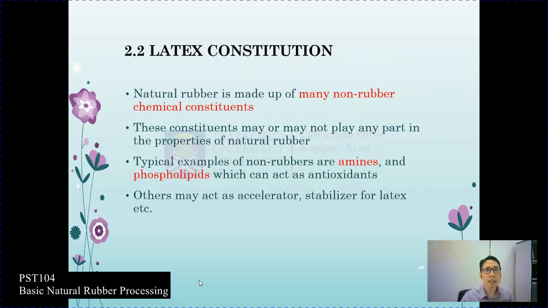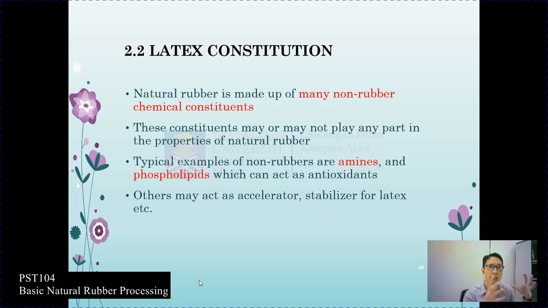And then for natural rubber, actually we go to the latex constitution. The natural rubber is made up of many non-rubber chemical constituents. Okay, sorry. So it's not only rubber in that latex or natural rubber that you tap. So later on we go through what I mean about this statement. These constituents may or may not play any part in the properties of natural rubber. The typical examples of non-rubber are amines and phospholipids, which can act as antioxidant. Others may act as accelerator, stabilizer for latex, etc.